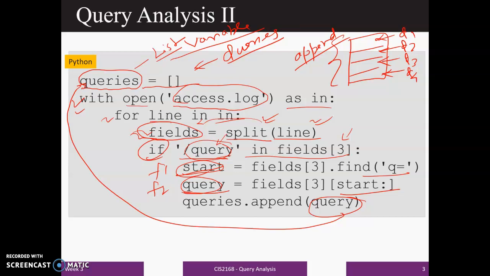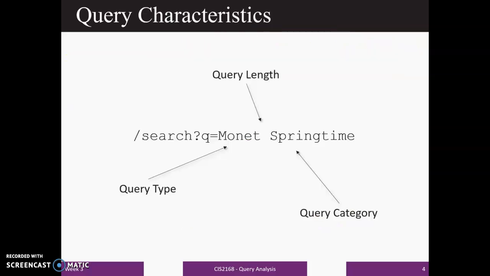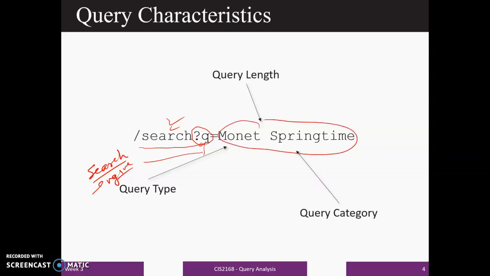Next we'll see some characteristics of the queries. So here you can see this is the query. Q is my query which I want to search, and this Q will be given in the search engine. So what will this Q store? This Q will store this information, and this whole is my query.